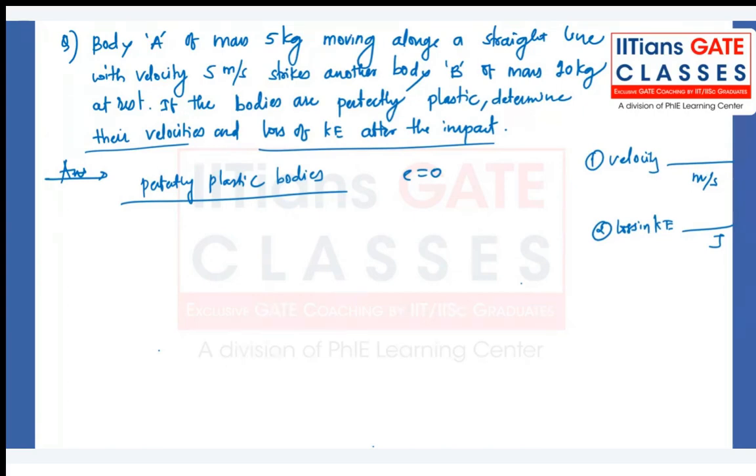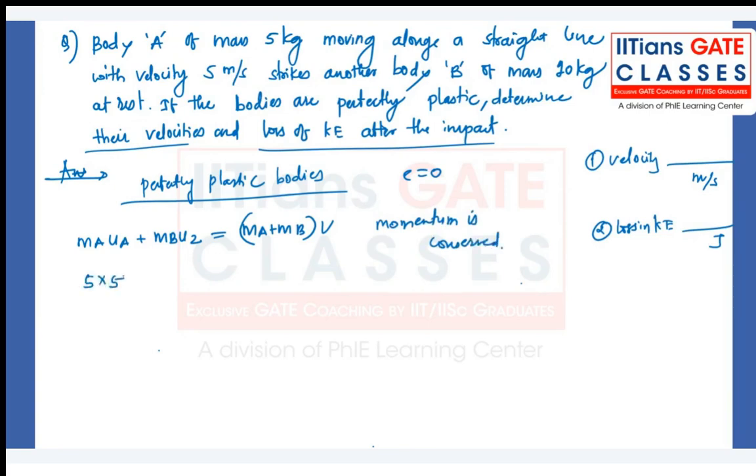Okay, let me help you out. MA UA plus MB UB is the momentum before the impact, and that is equal to MA plus MB times velocity, momentum after the impact. So momentum is conserved. So 5 into 5: body A is 5 kg, moving with velocity 5 meters per second, plus body B, 10 kg, which is at rest. So 10 into 0 is equal to 5 plus 10 into V. So V is equal to 25 divided by 15, which is close to 1.667 meters per second.